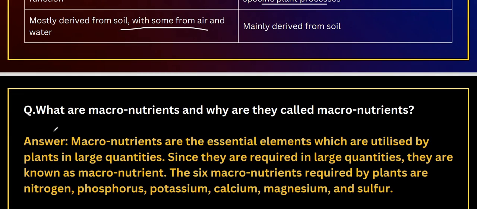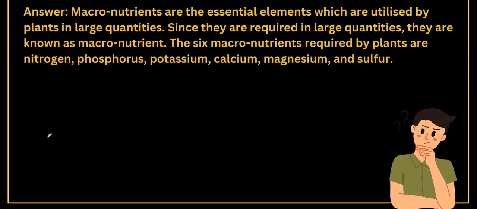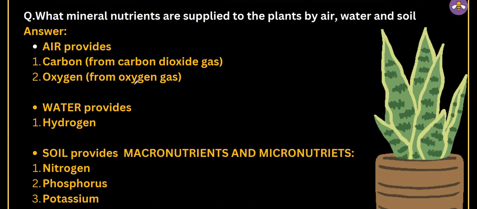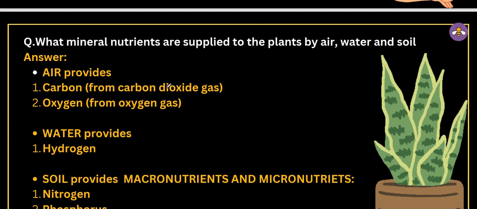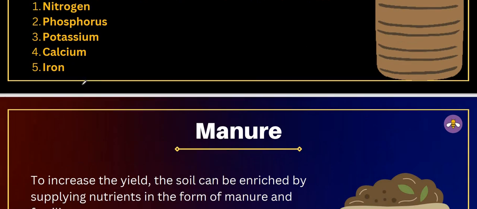So what are macronutrients? Why are they called macronutrients? Because macronutrients are essential elements which are utilized by plants in large quantities. Since they are required in large quantities, they are called macronutrients. And the 6 macronutrients are NPK, that is nitrogen, phosphorus, potassium, calcium, magnesium and sulfur. So what mineral nutrients are supplied to plants by air, water, and soil? By air, CO2 and O2, by water, H and O2, and by soil, N, P, K, Ca and Fe.